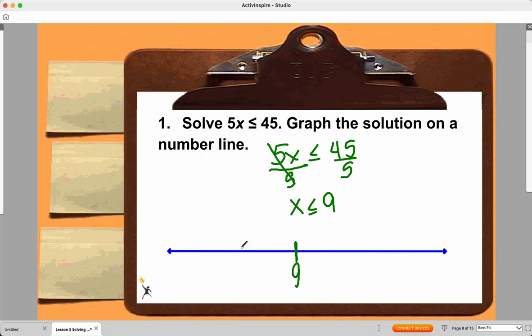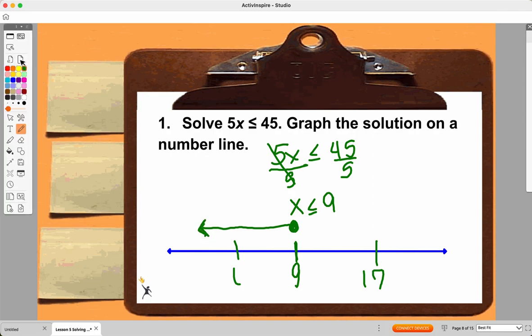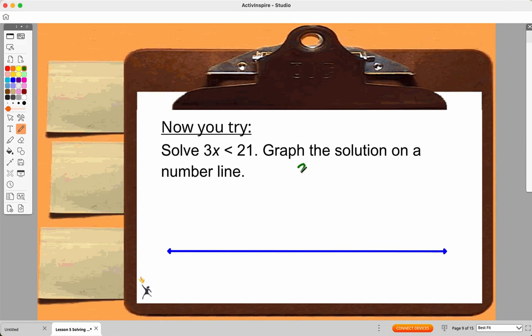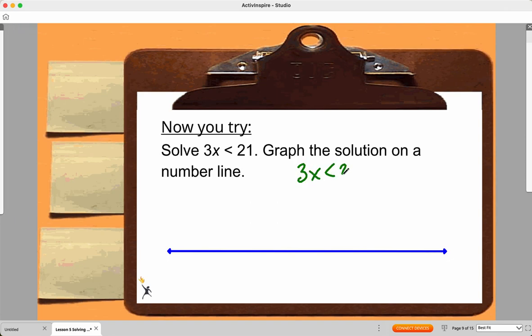So if we have 9, let's go with 1, and we'll go all the way up here, 8 more to 17. Why not? This time it's a closed circle, again pointing to the left. All right, your turn to give this one a try. 3x is less than 21.